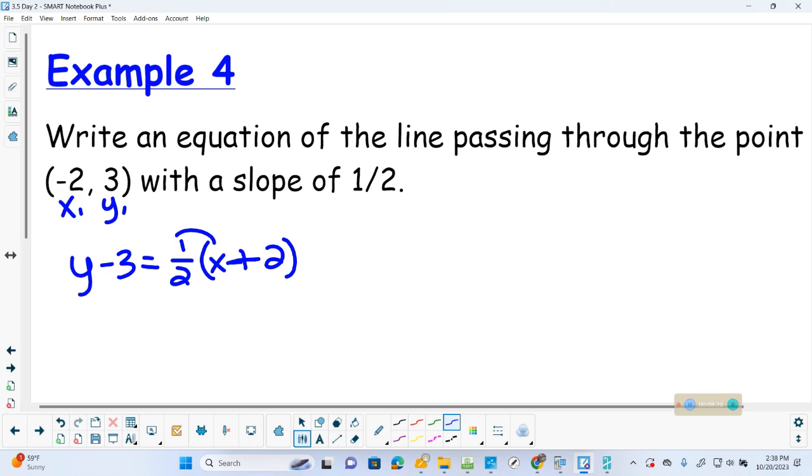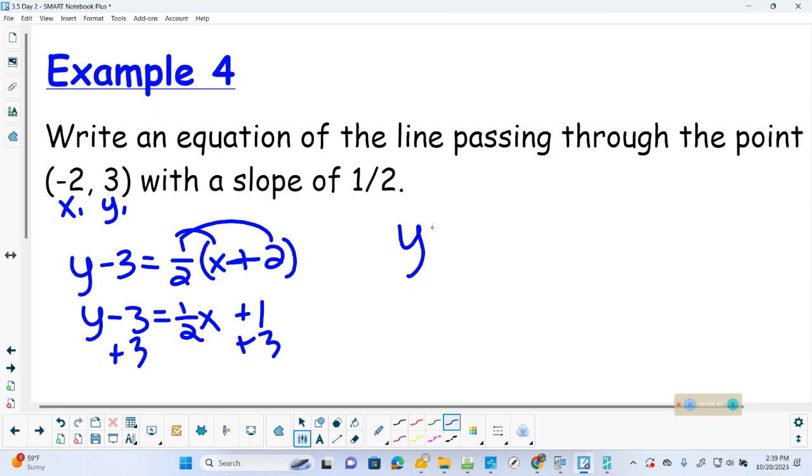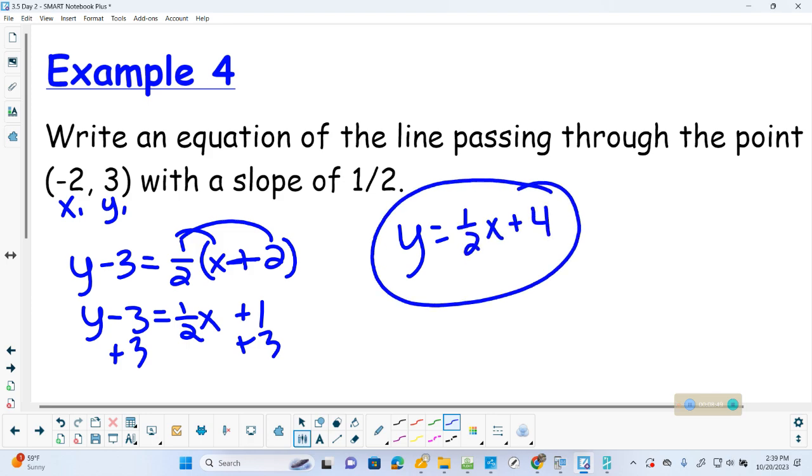Let's distribute. So half times x. Here we go, fraction masters. What's a half times 2? 1. And then last but not least, let's add 3 to both sides. So 1/2 x, 1 plus 3, 4. Piece of cake, piece of cake.